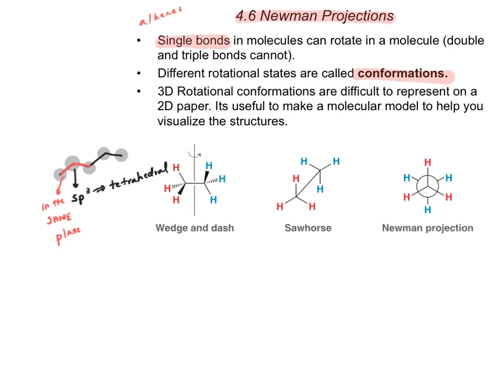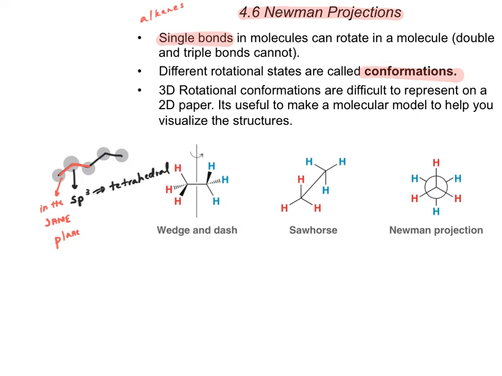And so the way we drew things that are coming out at us was via our wedge, right? So for this carbon right here, if we actually had a model of this, we would have a hydrogen that was pointing out at us, and we would also have another hydrogen that was pointing away from us, right? And so again, we're trying to replicate this tetrahedral structure.